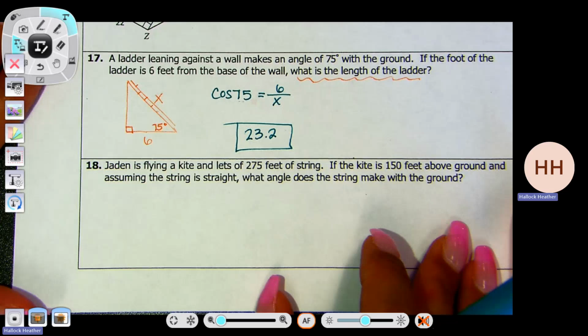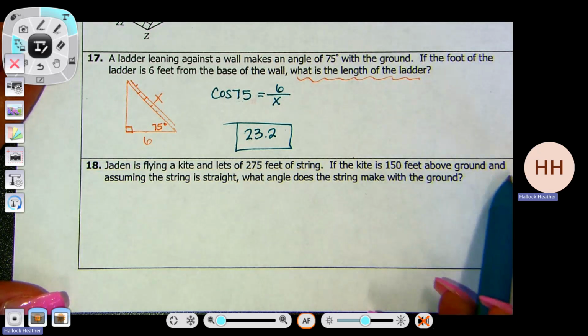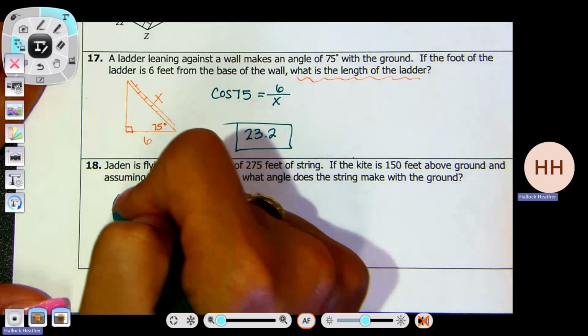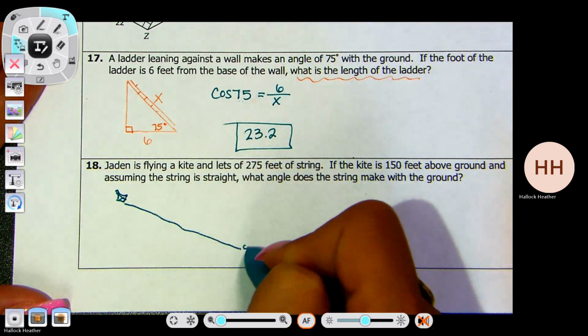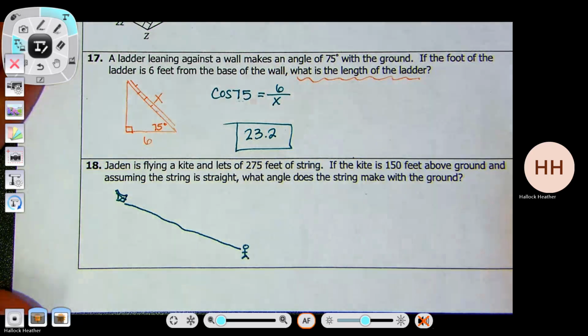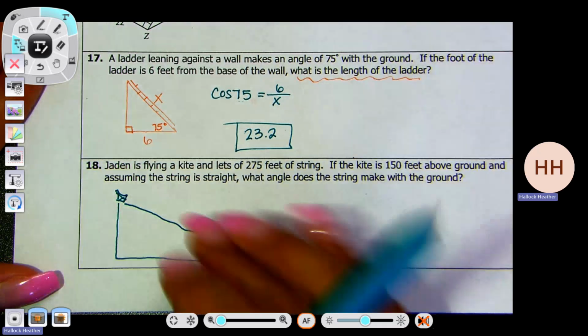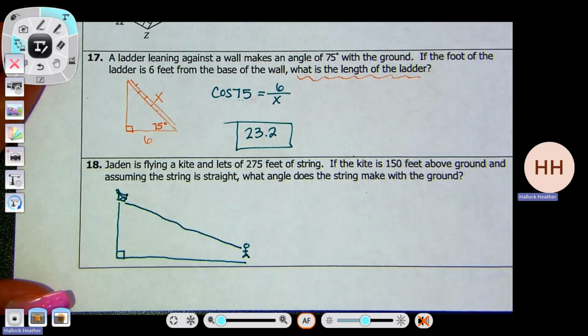18 says Jaden is flying a kite. It lets out 275 feet of string. If the kite is 150 feet above the ground, assuming the string is straight, what is the angle that the string makes with the ground? So let's draw it out. Beautiful. Well, it's got 275 feet of string. That's a lot. I don't really know how far kites go, but I feel like that's a lot.